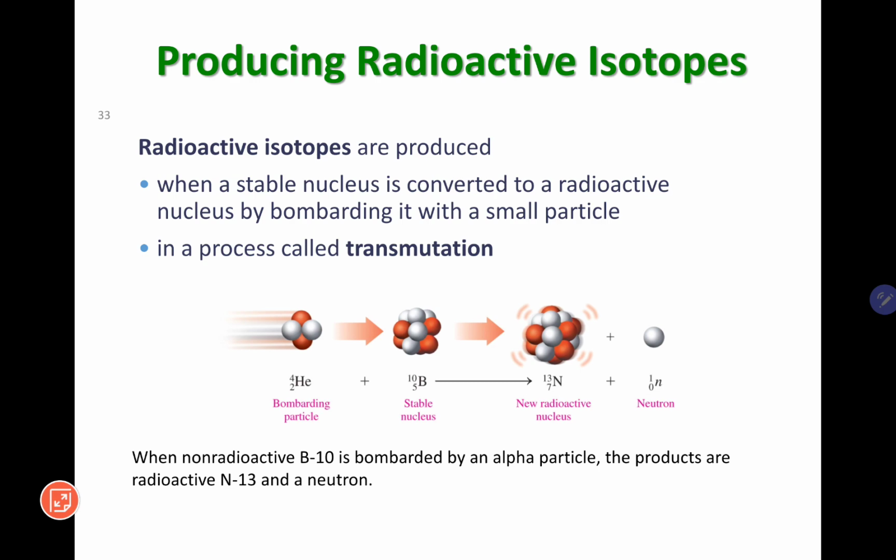So we are going to start with a stable isotope. Something like, in this example, I have boron 10. Boron 10 is a stable isotope. So you start with a stable isotope and then you shoot, or we call it bombard, a stable isotope with some radiation. In here, we are bombarding boron 10 with alpha particles.